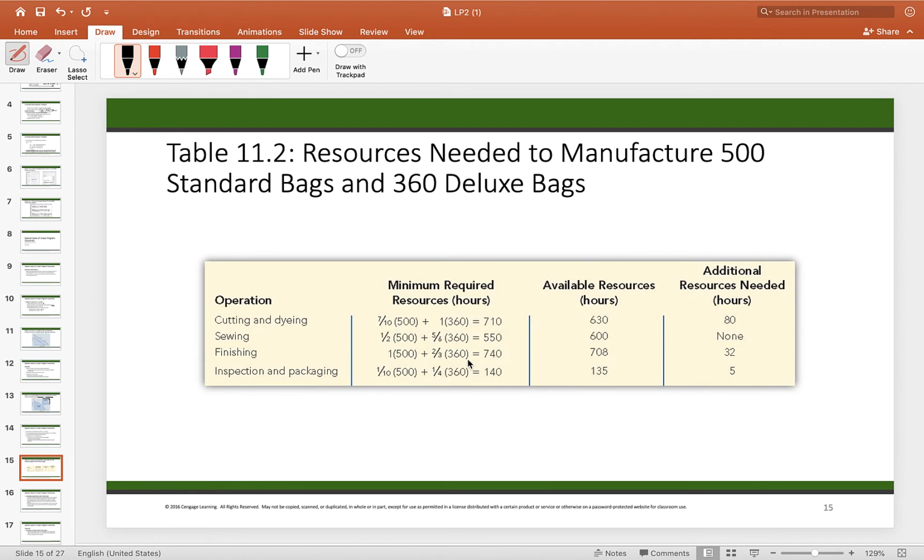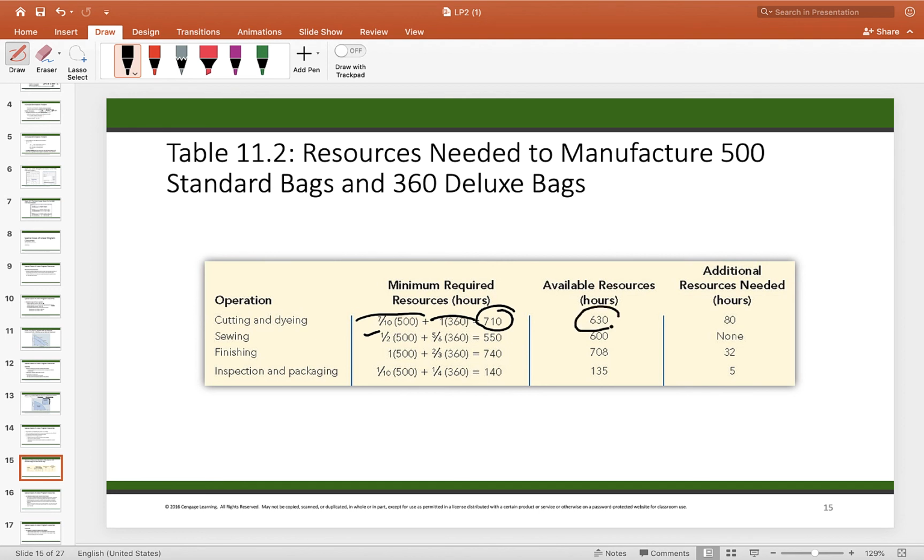So for cutting and dyeing, if I want to make 500 standard bags and 360 deluxe bags, each of the standard bags takes 7/10 of an hour to cut and dye. So if I'm going to make 500 of them, the time is going to be 7/10 times 500 bags. Similarly, each deluxe bag takes 1 hour to cut and dye. If I'm going to make 360 of those, it's going to take another 360 hours. So if I want to make 500 standard and 360 deluxe bags as a minimum, I need 710 hours.